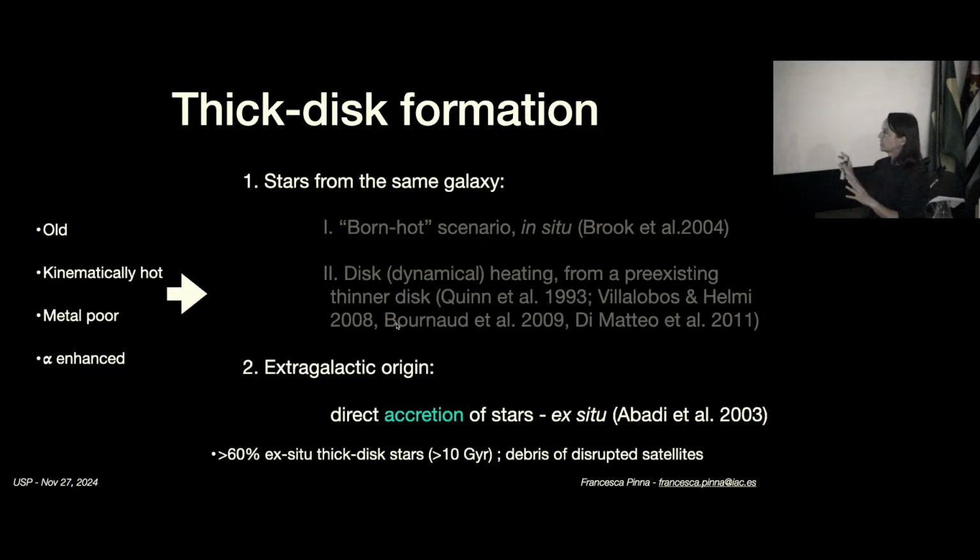But the third possibility, so these are kind of the three main families of scenarios that we have, is an extragalactic origin, so the direct accretion of stars from satellites, which would form most of the mass of the thick disk.